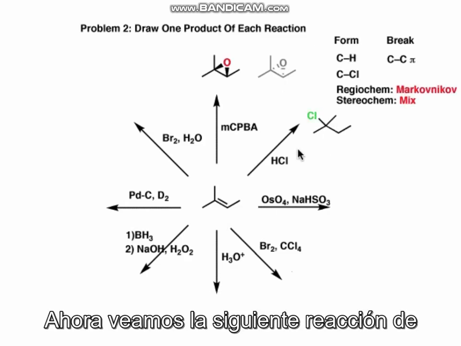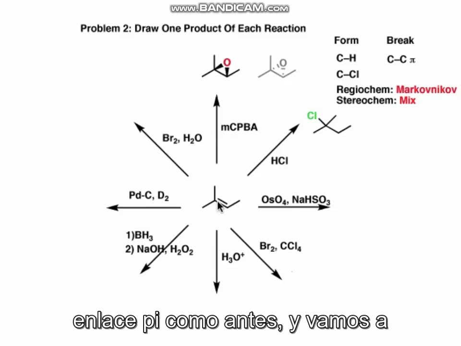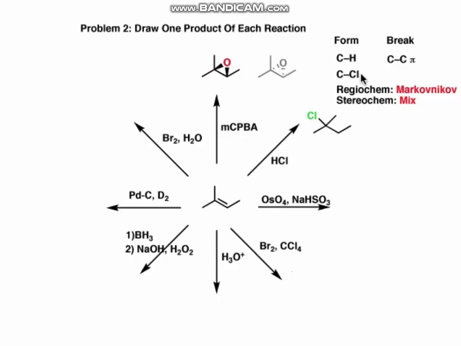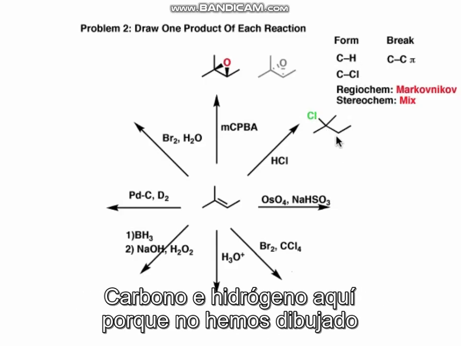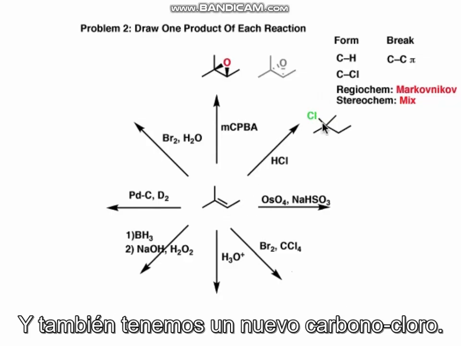Now let's look at the next reaction of this alkene with HCl, so hydrochloric acid. This is going to break the carbon-carbon pi bond, as before, and we're going to form a new bond between carbon and hydrogen, and a bond between carbon and chlorine. Now, you can't actually see the bond between carbon and hydrogen here because we've not drawn it. It's implicit in a carbon line drawing, but it's there. It wasn't there before. And we also have a new carbon-chlorine bond.